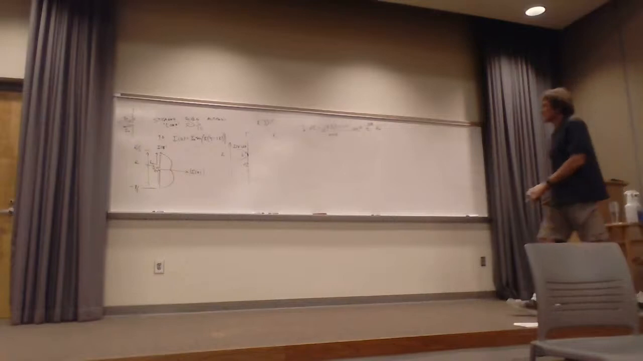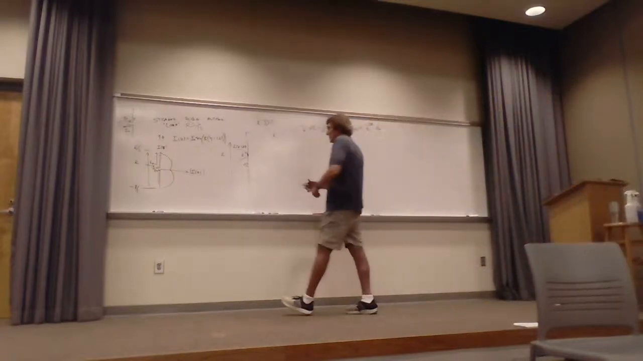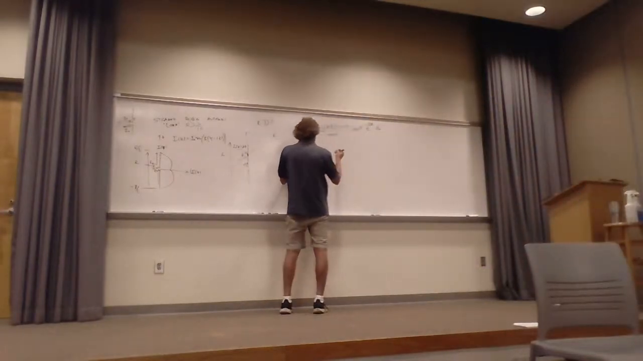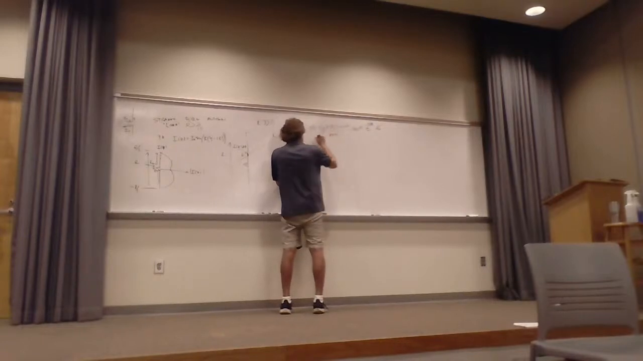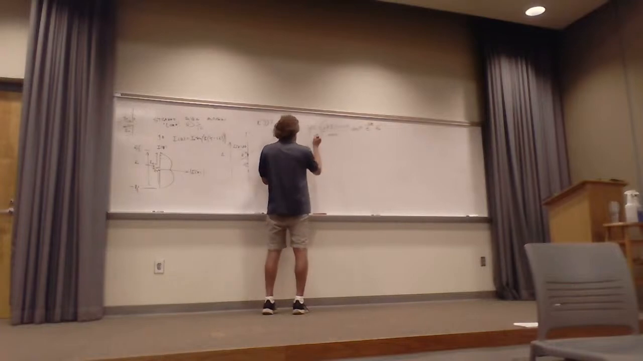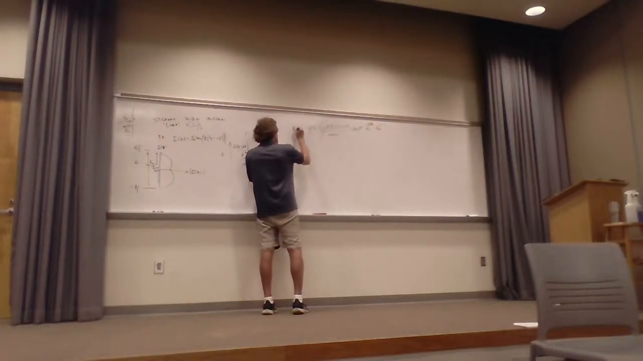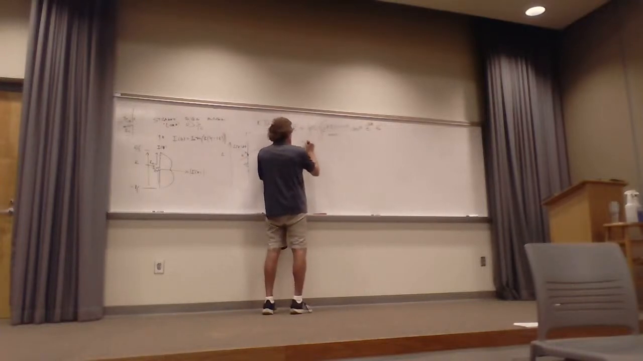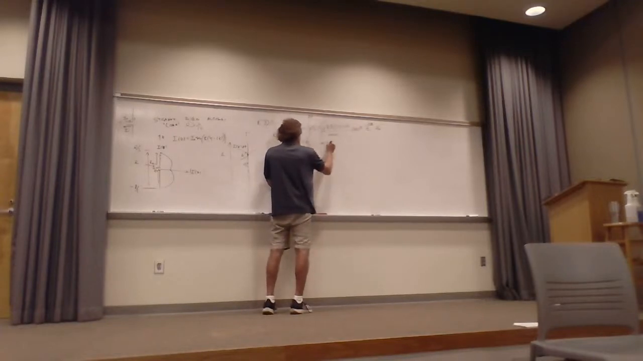Just bear with me, guys. So that's the differential field from an arbitrarily long antenna. Then if I integrate this, I get the E field, and this is integrated from minus L over 2 to L over 2.